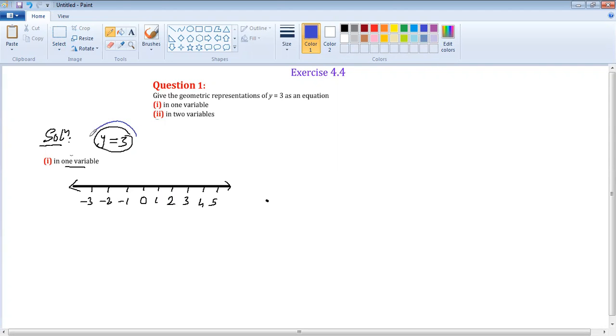We have to represent y is equal to 3. So this one is the y. No matter whether it is written x or y, you only have to look at the number. So that value is 3. So just circle it and write down here y is equal to 3.